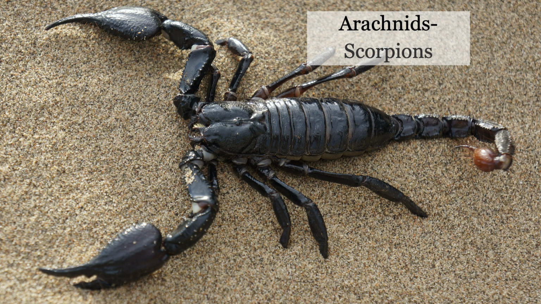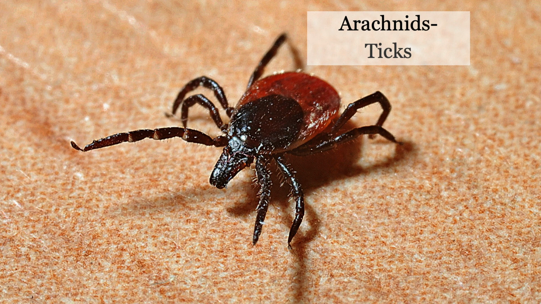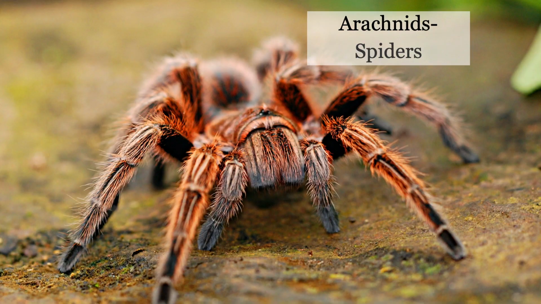So first off, we'll talk about arachnids, and this can include scorpions. Even though the arachnid class is most known for spiders, we also see other arthropods in this class, including scorpions, ticks. Here's a picture of a tick. And mites that can cause scabies. And then, of course, here's our friend the tarantula, classic spider example.